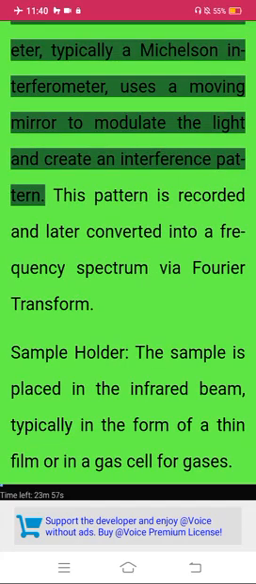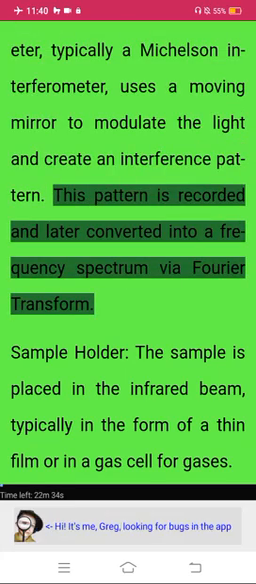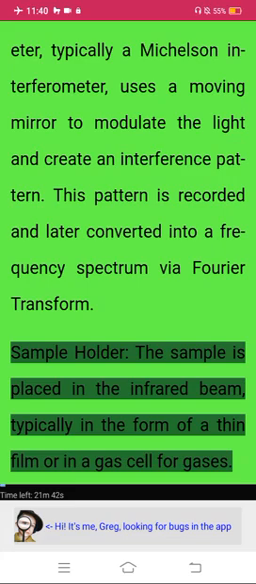Interferometer. The interferometer, typically a Michelson interferometer, uses a moving mirror to modulate the light and create an interference pattern. This pattern is recorded and later converted into a frequency spectrum via Fourier transform. Sample holder. The sample is placed in the infrared beam, typically in the form of a thin film or in a gas cell for gases.